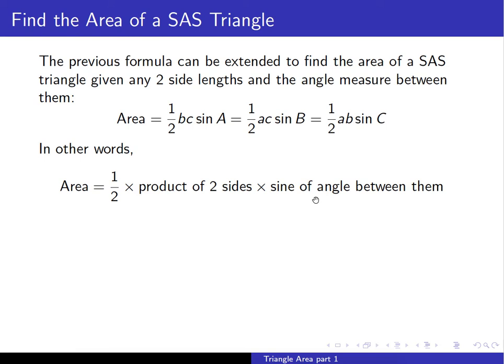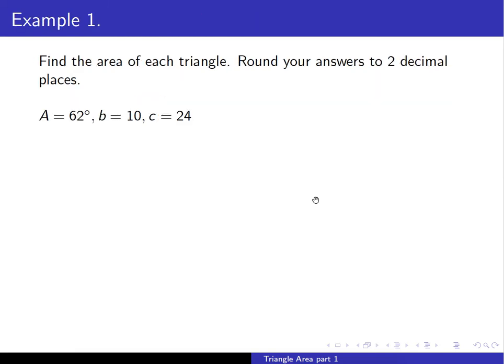So let's take a look at our example. Find the area of the triangle. There's only going to be one. Round your answer to two decimal places. We have angle A is 62 degrees, the length of side b is 10, and the length of side c is 24. So let's start by sketching our triangle.